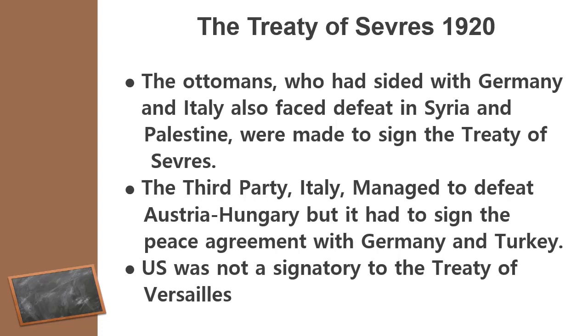The USA was not a signatory to the Treaty of Versailles. In 1921, it signed separate treaties with Germany, Austria, and Hungary. The USA also did not join the League of Nations. As you see, President Wilson proposed the League of Nations, but he did not join it. President Wilson was awarded the Nobel Peace Prize in 1919 for his peacemaking efforts for World War One.